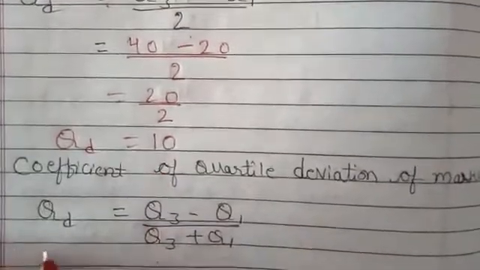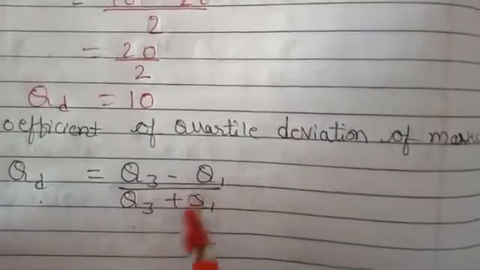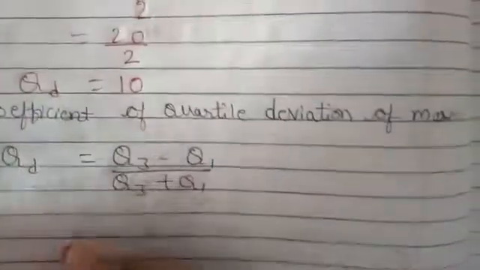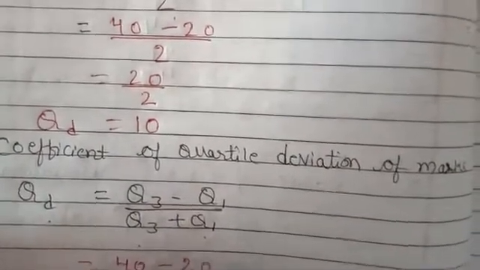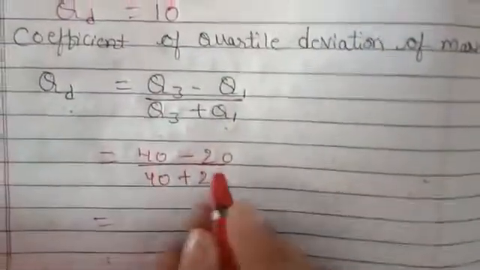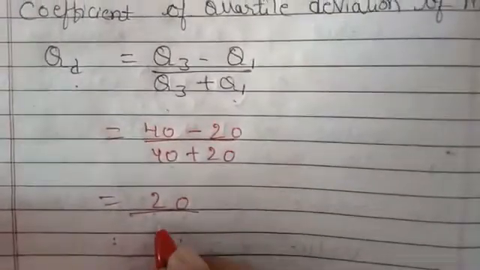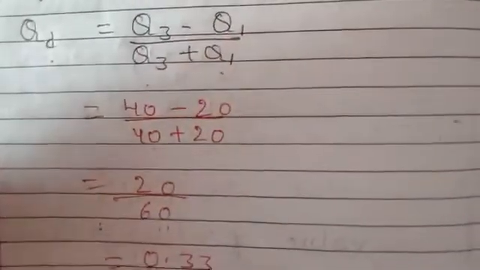Now we will find out the coefficient of quartile deviation of marks. So the coefficient of quartile deviation formula is Q3 minus Q1 upon Q3 plus Q1. So Q3 is 40 and Q1 is 20 upon 40 plus 20. That is equal to 40 minus 20 is 20 and 40 plus 20 is 60. So 20, when you divide it by 60, you will get your answer as 0.33. That is your coefficient of quartile deviation of marks.